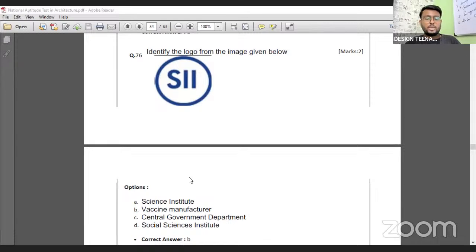Social Services Institute, Sciences Institute. Now, coming to the fact, vaccine and central government is starting with V and C. Not relatable, right? Strike out. You don't know the answer. How to answer, I am talking about.